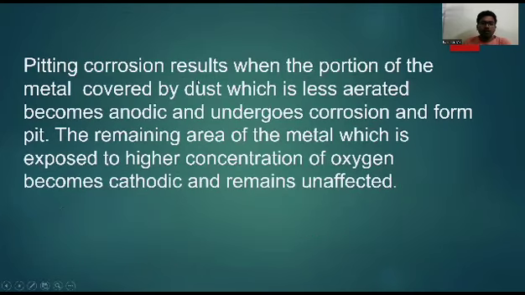Pitting corrosion results when the portion of the metal covered by dust, which is less aerated, becomes anodic and undergoes corrosion and forms a pit. Pit means a small type of hole. The remaining area of the metal, which is exposed to a higher concentration of oxygen, becomes cathodic and remains unaffected. The metal exposed to less oxygen undergoes corrosion. The metal more exposed to oxygen is not affected by corrosion.